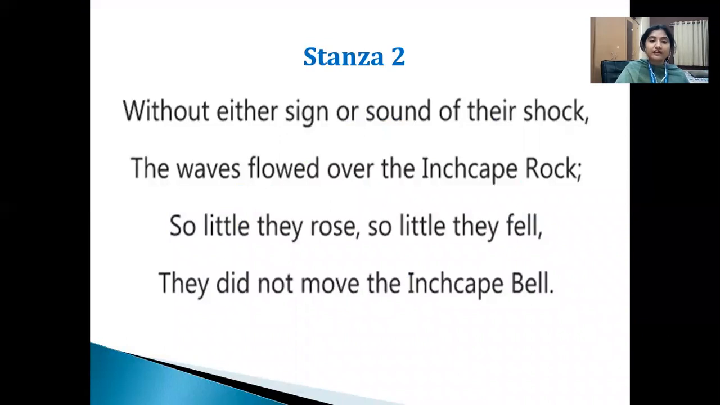Without either sign or sound of their shock, the waves flowed over the Inchcape rock. So little they rose, so little they fell, they did not move the Inchcape bell.